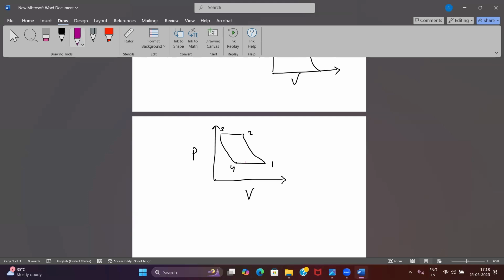From 4 to 1 will be suction, then 1 to 2 compression, then you have discharge, and then you have expansion. Agreed? So what is this thing over here? Clearance volume. What is this one? Atmospheric pressure.